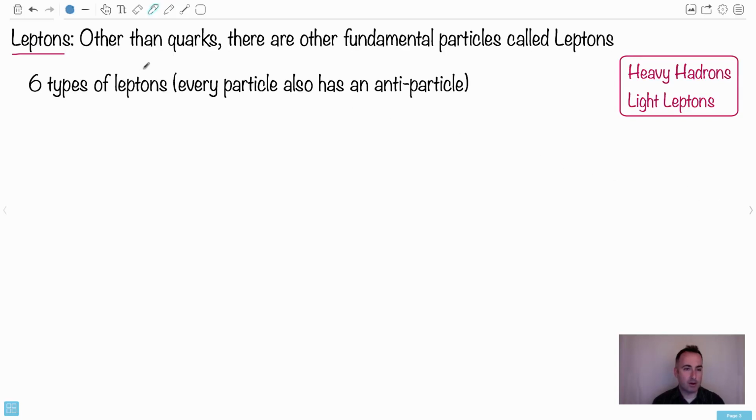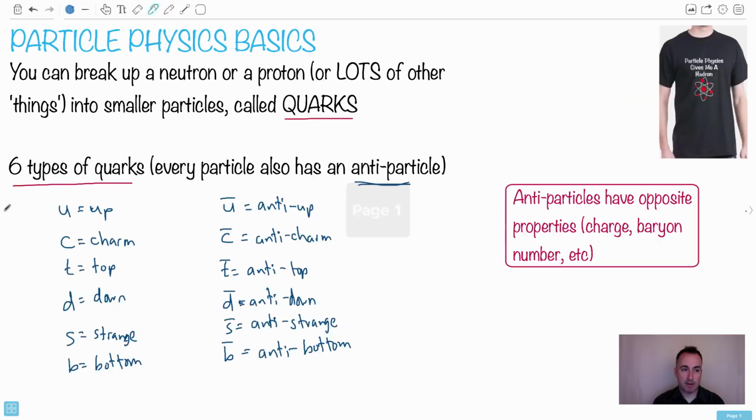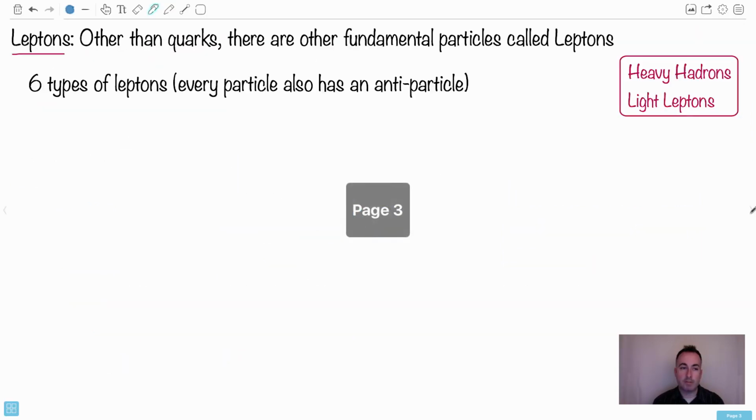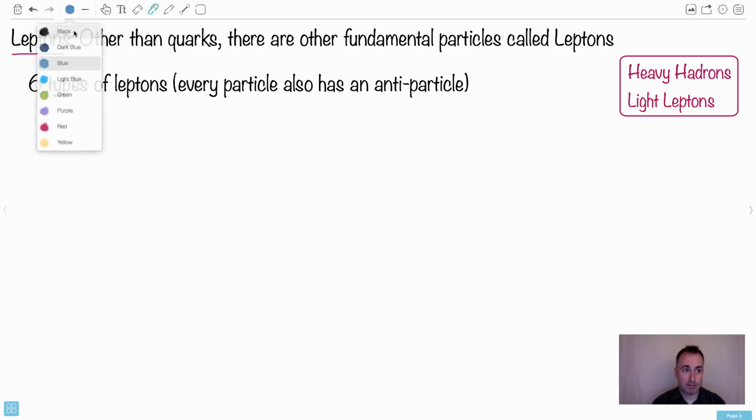So we've got other particles as well called leptons. Remember, we've got these basic fundamental particles, these quarks. Remember, we've got these 6 and the anti-quarks. We've got other types of particles called leptons. I try to think about the lighter leptons, just like I think of the heavier hadrons. That's what I think about. So lighter leptons and heavy hadrons. There are 6 types of leptons as well. So let's put those down.